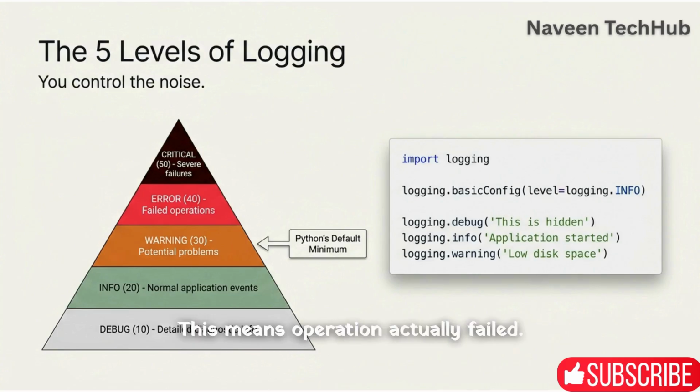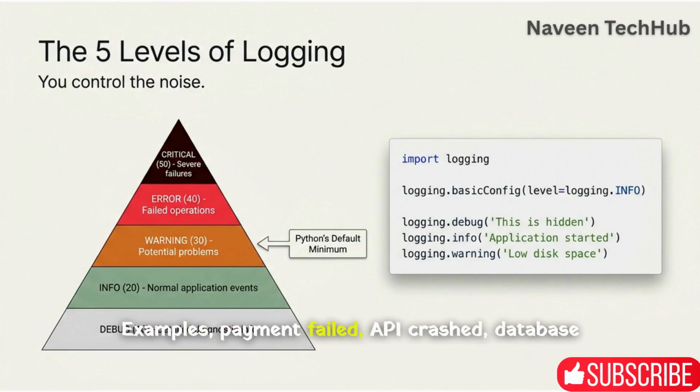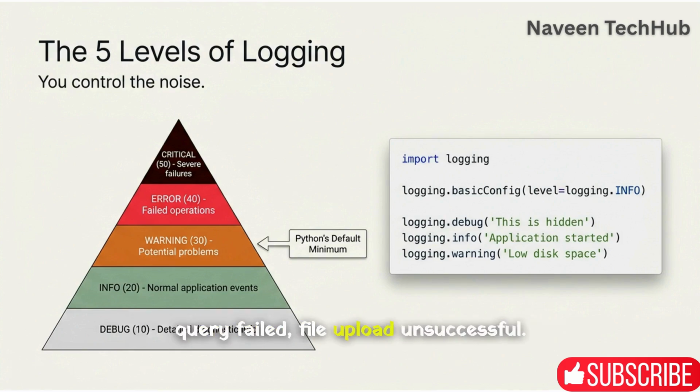Next is error. This means an operation actually failed. Examples: payment failed, API crashed, database query failed, file upload unsuccessful. The application may still continue running, but something important definitely broke.